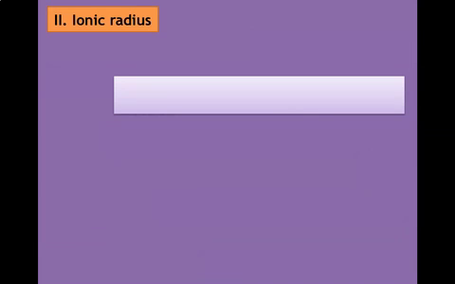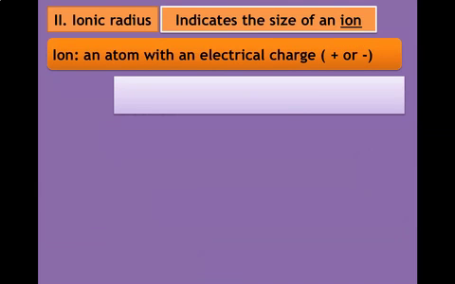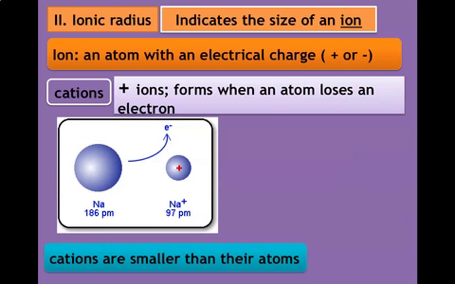Okay, the next trend we're going to talk about is the ionic radius. This indicates the size of an ion. An ion is an atom with an electrical charge, which is plus or minus, and we're going to be talking about those a bunch in the units coming up. A cation is a positive ion, and it forms when an atom loses an electron. And cations tend to be smaller than their atoms. You can think about it: they're losing a particle, so they're going to be smaller.